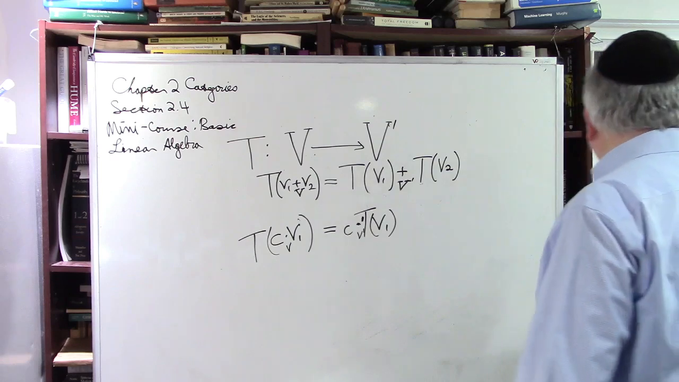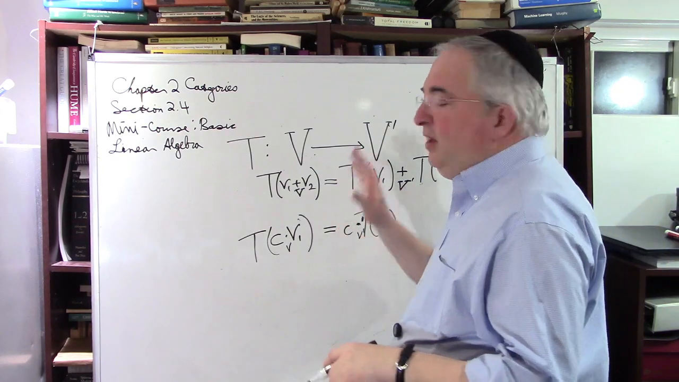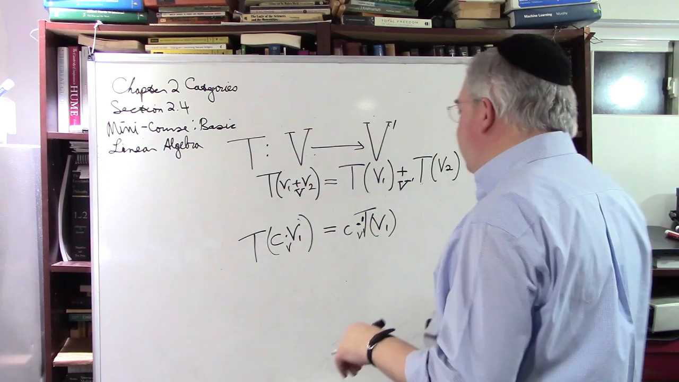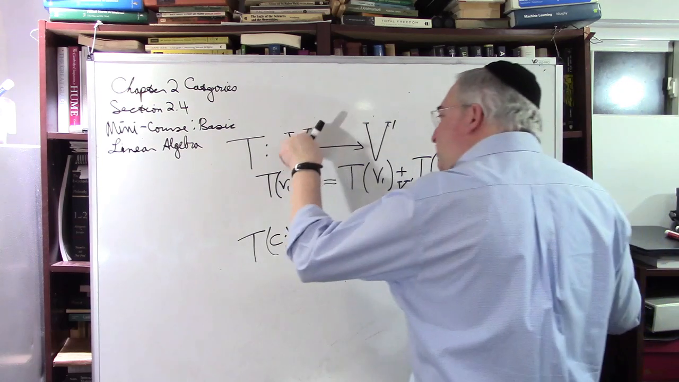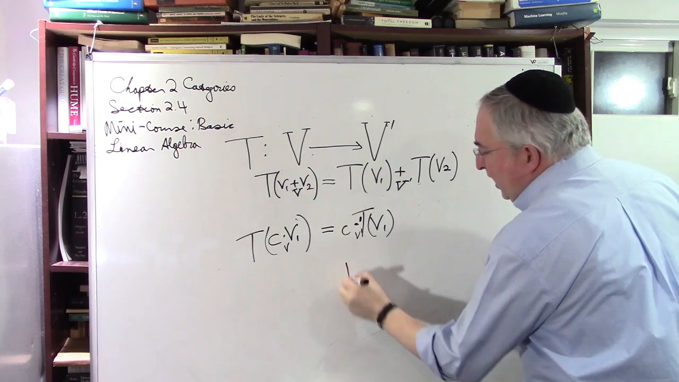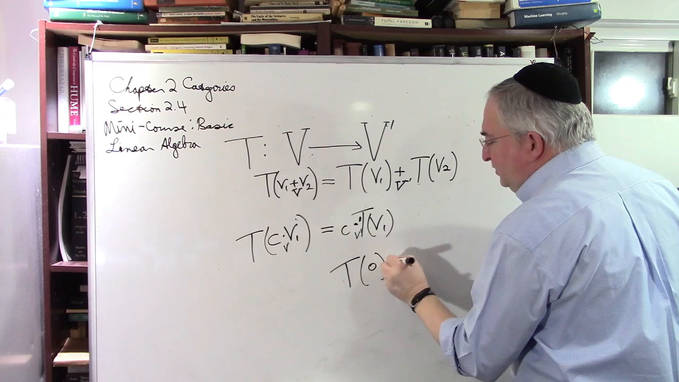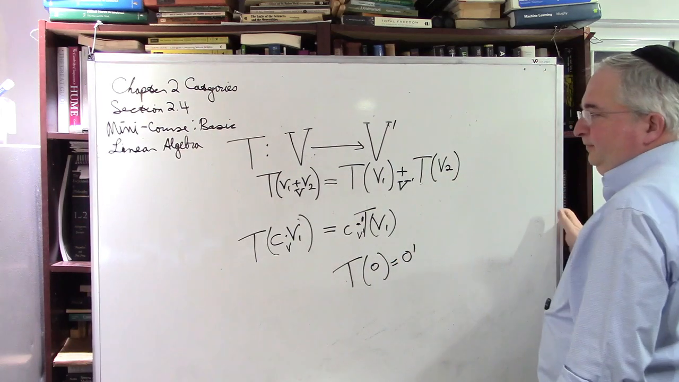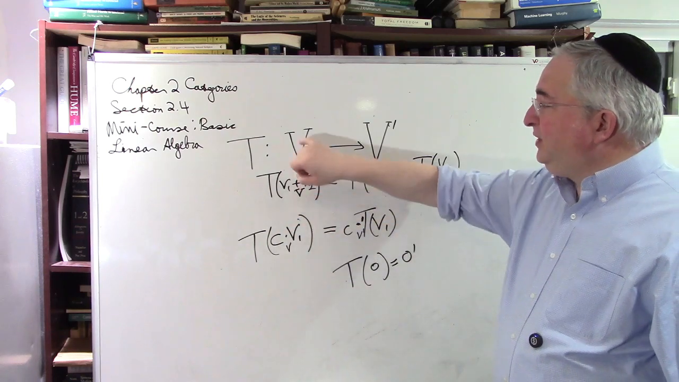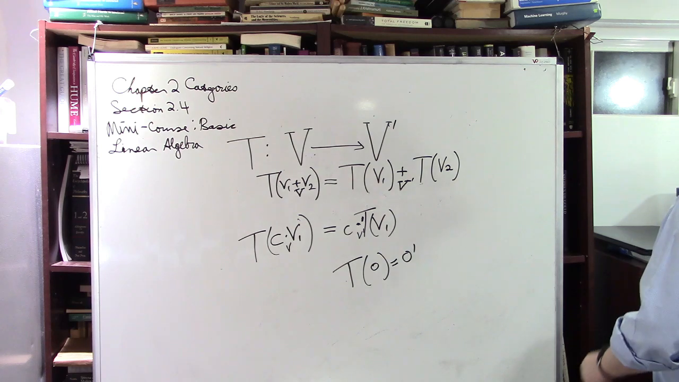Now, what about respecting the minus? Well, if you follow these two axioms, it's going to respect the minus too. Another thing that's also going to happen is this vector space has a 0 in it, this vector space has a 0 in it, and without saying anything, T of 0 is equal to 0 prime. So if these two axioms are satisfied, automatically the 0 in here will go to the 0 in here. Okay, great.